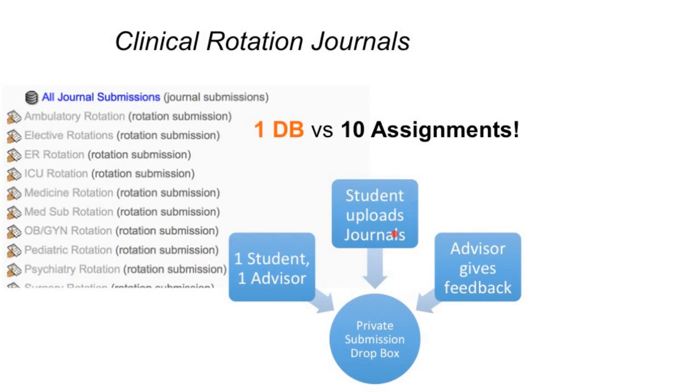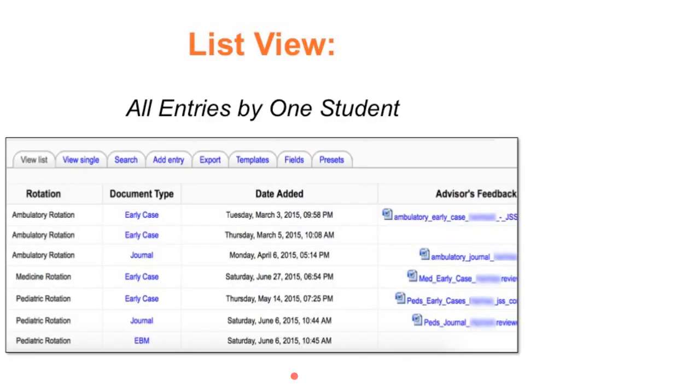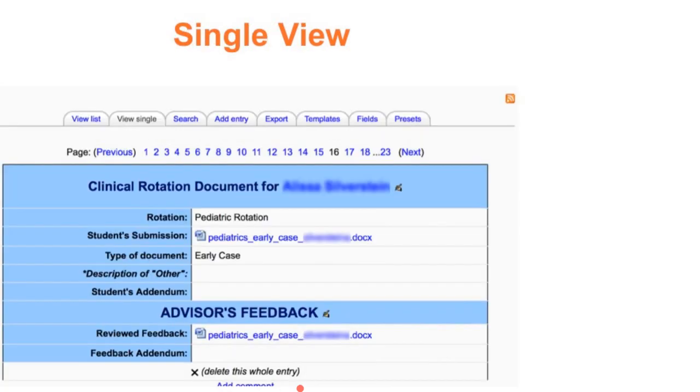The student uploads their journal, the advisor can go and read the information and then use the comment feature to give feedback. So this is what it looks like. When they click on the database link, you can see all of your submissions that you've already done, what type of rotation it is, and the document type and things like that. And then they click the add entry button, and then they upload their entry. So if you come here, this is what it looks like after they have entered the information.